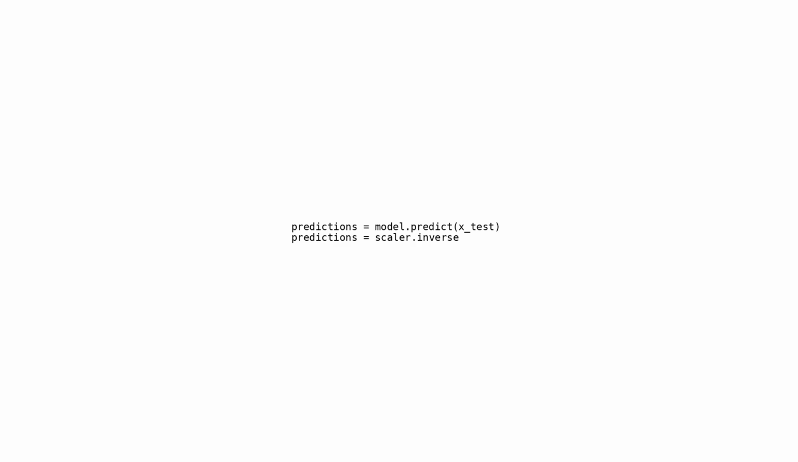Implementing this code is vital as it enables us to obtain understandable predictions in the original data scale. This facilitates the interpretation and analysis of the model's outputs, as the predictions become meaningful and can be directly compared to the actual data. Consequently, it aids in evaluating the model's performance.